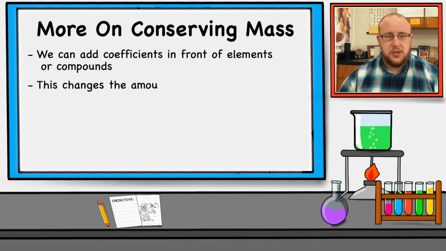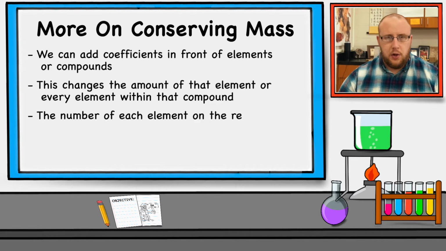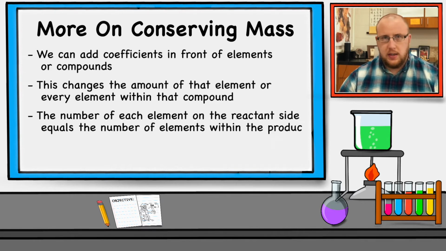This will then change the amount of that element or every element within that compound. Our goal for balancing equations is that we are able to observe the law of conservation of mass. In other words, the amount of each element we have on the reactant side is going to equal that same amount of elements on the product side. So in our synthesis of water, the hydrogen and the oxygens on the reactant side, we had the same number of them as we did on the products.